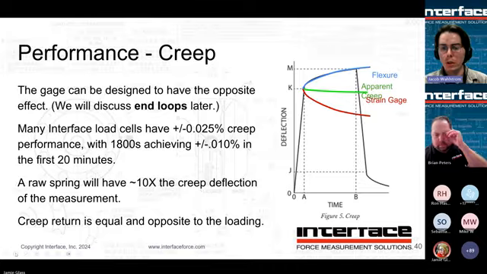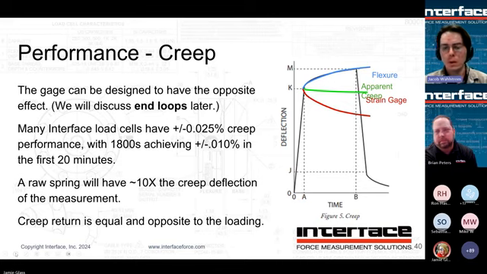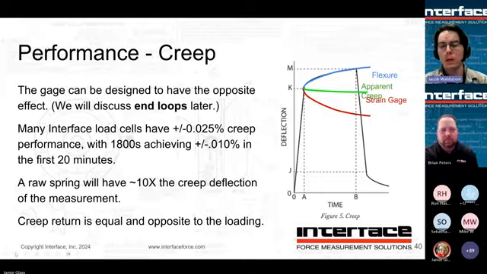And this is a pretty important aspect you should be considering. If you were going to measure force and correlate it to deflection, the deflection alone will creep 10 times the amount that the millivolt per volt strain gauge output would give. So our 1100, 1200, and 1000 series have a creep of 0.025%, while 1800s get down to 0.01%, and that's in the first 20 minutes.